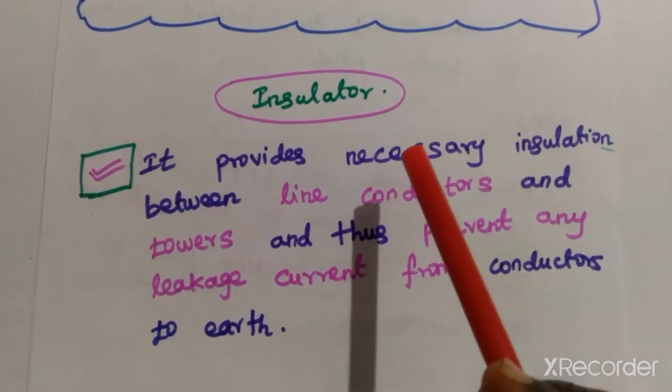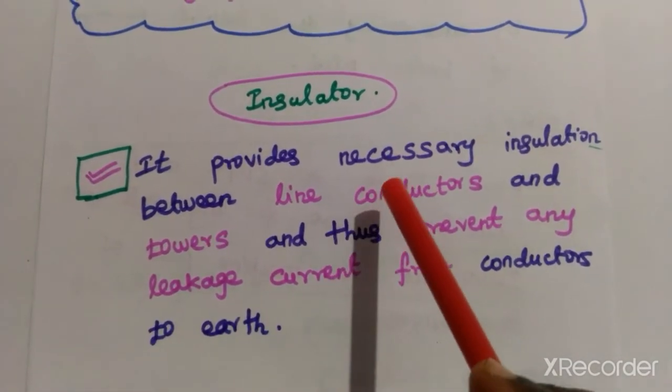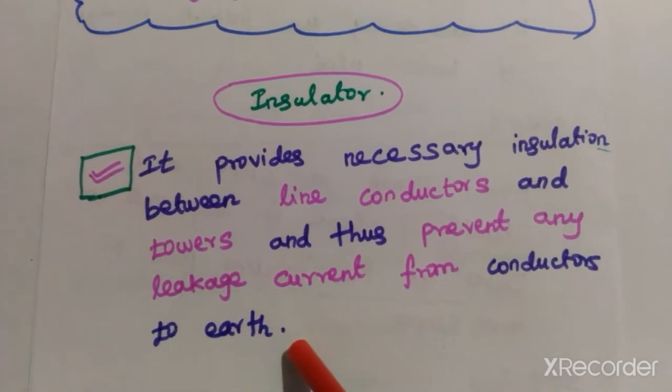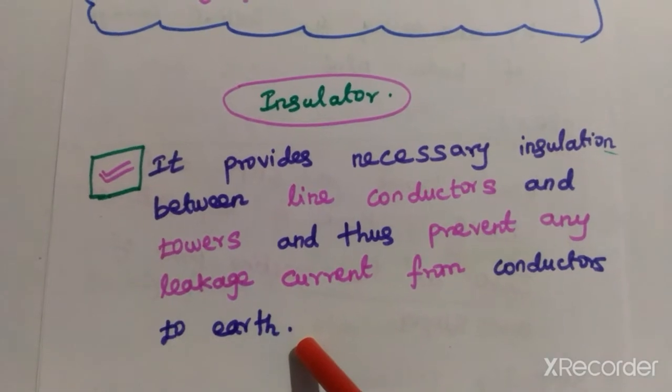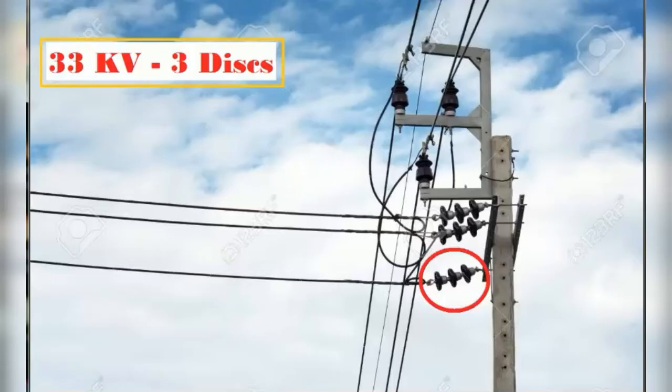So if the insulator is not provided, what will happen? The current flowing through the line conductor will flow to the earth through the tower. So to prevent that flow of leakage current from the conductor to the earth, the insulator is provided. This is the insulator. Normally this insulator is connected between the line conductor and the tower structure or pole or support. That is, the transmission line is supported by this pole, so it is called the support. The insulator is normally provided between the line conductor and the support.